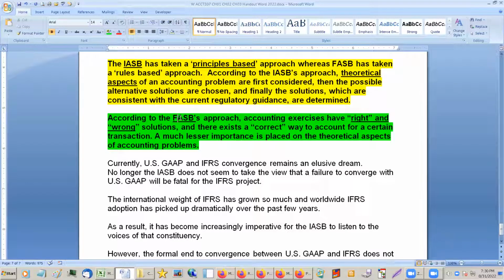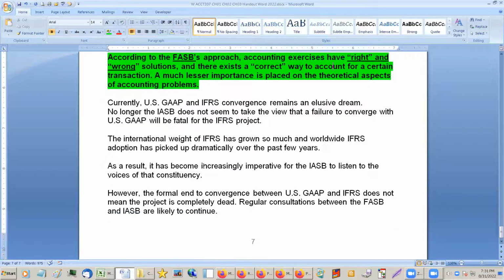And the problem with this is a lot of times you'll have things that slip through the cracks. For instance, a company is doing it the right way, but the right way kind of misstates the income. But they have to do it that way because it's put in the books that this is the right way to do it. Okay.